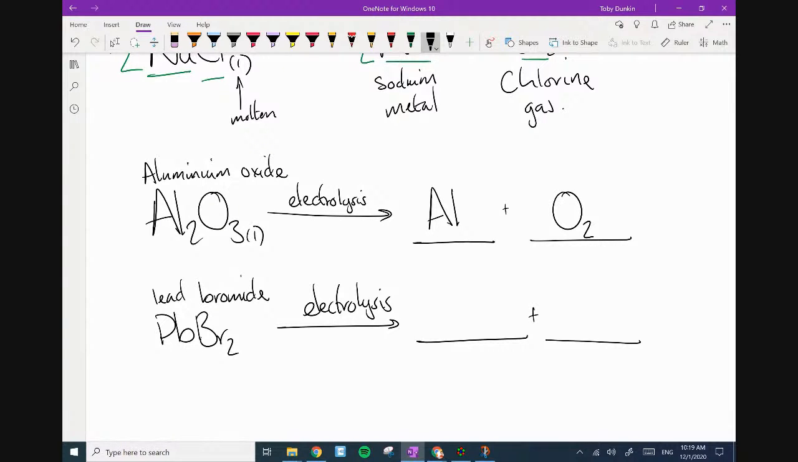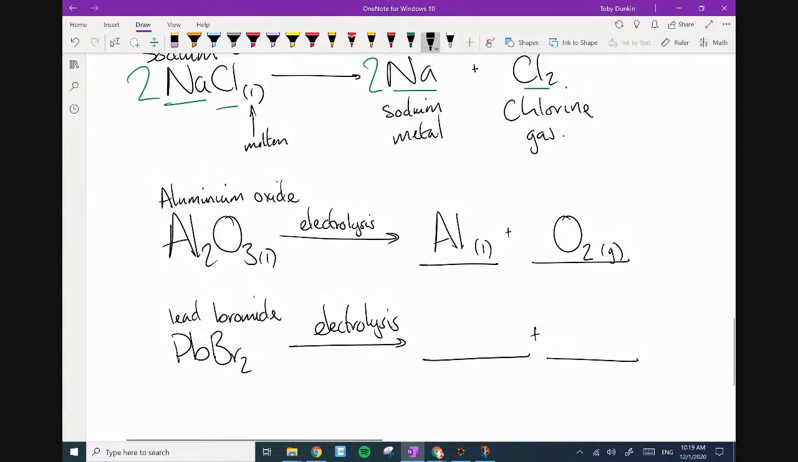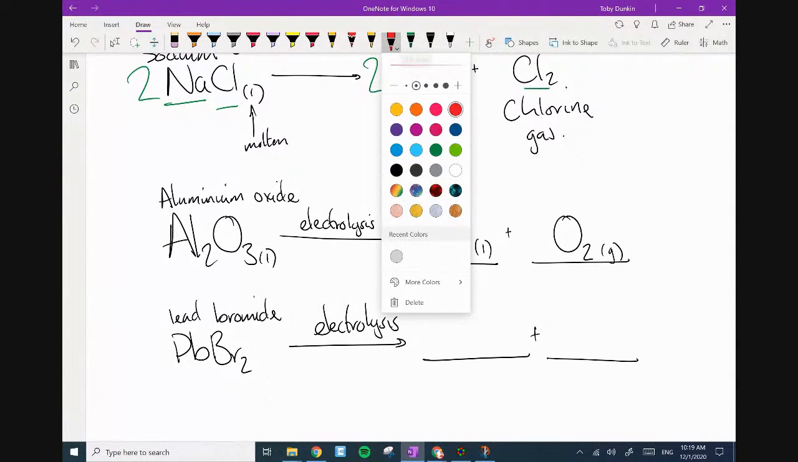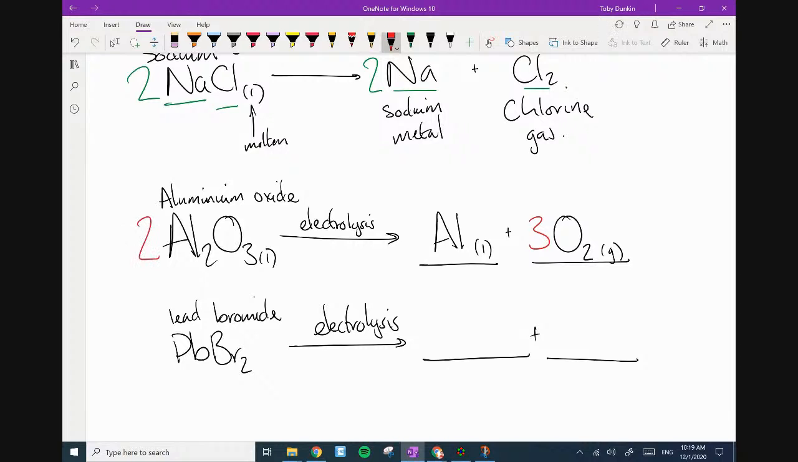And by the way, the aluminium will come out as a liquid and the oxygen will come out as a gas. Let's now balance the equation for electrolysis. So common denominator 2 and 3, it's awkward actually, because what we need to do is balance that one first. I'll make my pen thicker. Yeah, so 3, 2, and 4.